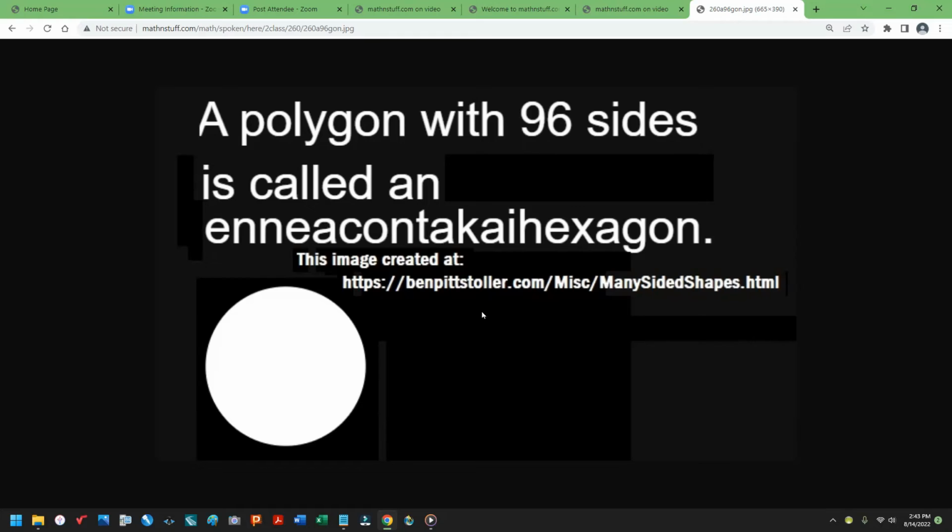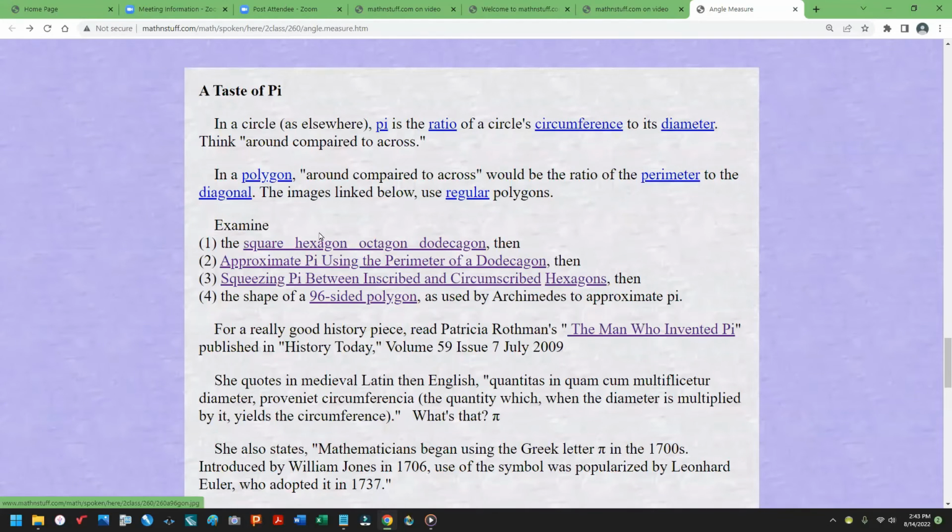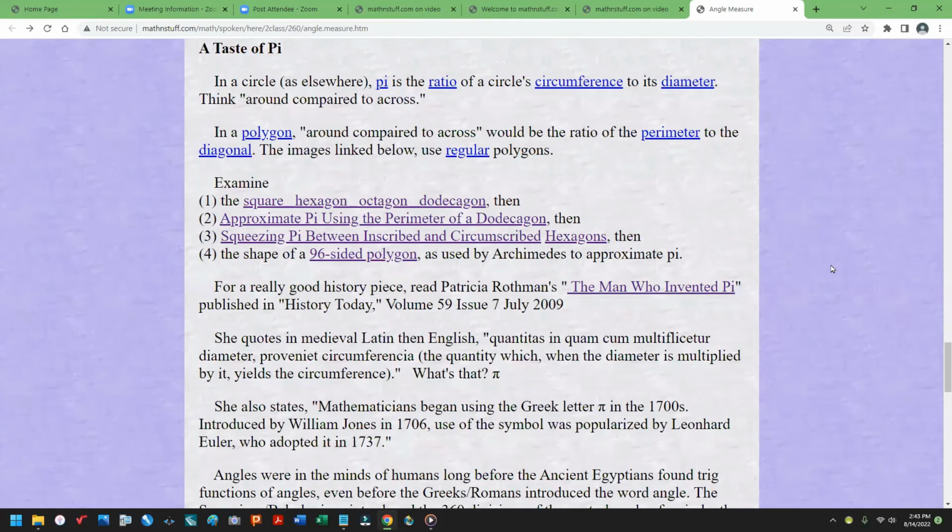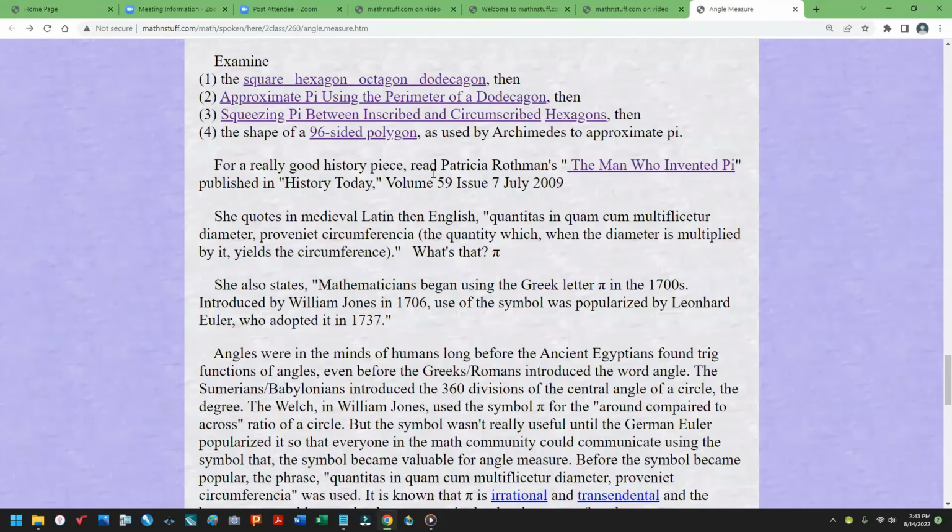I created this on the web. Here's the source. You don't remember what it is, you can always come back to this page. So that was important, I believe, for you to know. Now, here's a really good article on the history of pi. The man who invented pi.